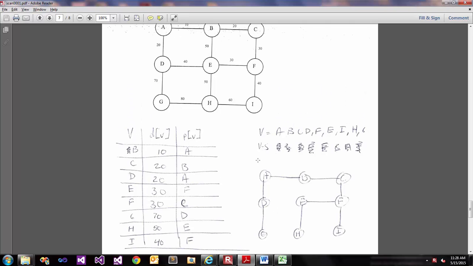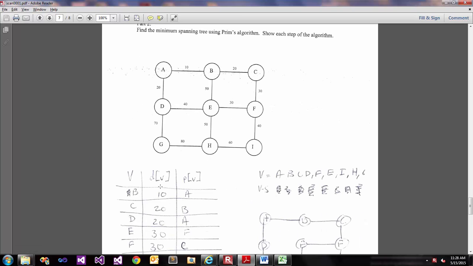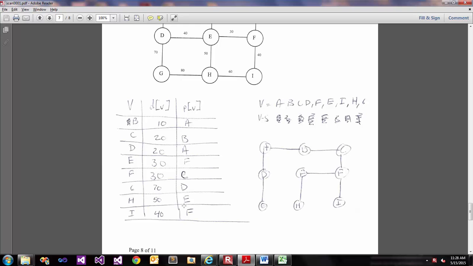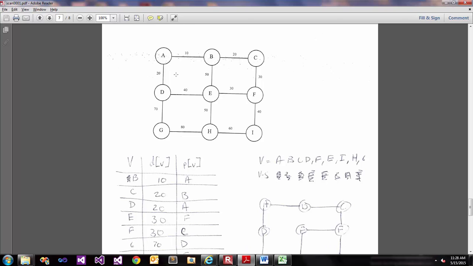So again, we start off at node A. It doesn't say where to start, but we'll assume that we start at node A since that's the lowest value in our table. We look at the nodes that are attached to it, 20 and 10. And so we write 10 from A to B and say it goes through A. And for node D, we also write 20 and say that goes from D to A, and that's a 20.